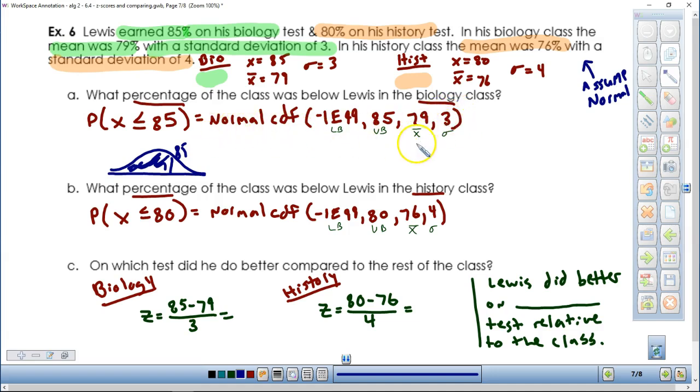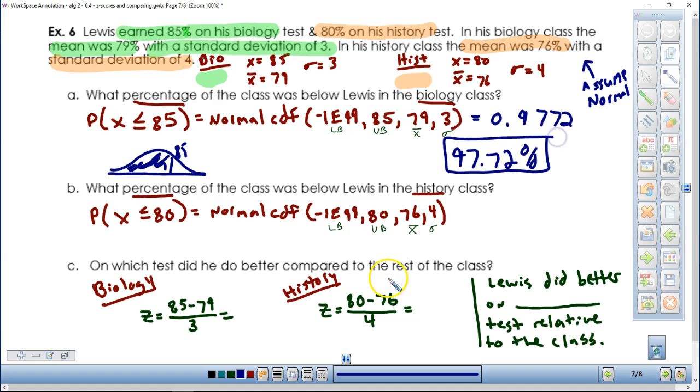So after putting this in our calculator, we find that he did quite well relative to the class. He did better than 0.9772 of his classmates, which is 97.72%. And as for percents, we should convert our answer to a percent.